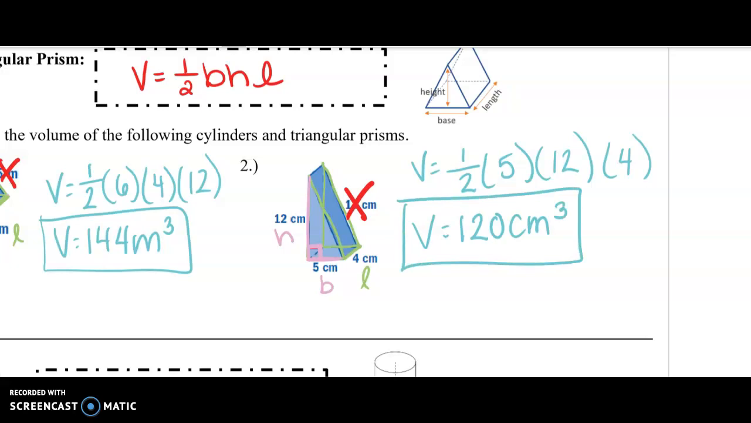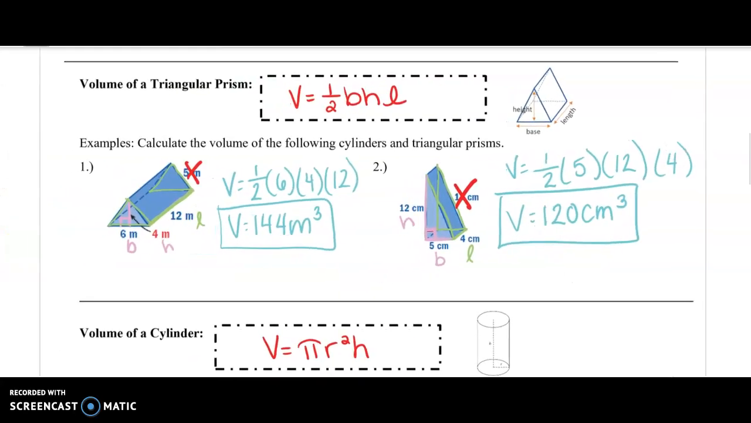Okay? So that was triangular prisms. And those ones I think are the hardest to identify because sometimes it's difficult to figure out which piece is which. But I would just take your time, make sure the height's perpendicular to the base, and then the length is what's kind of in between the two triangles at the end of the figure.